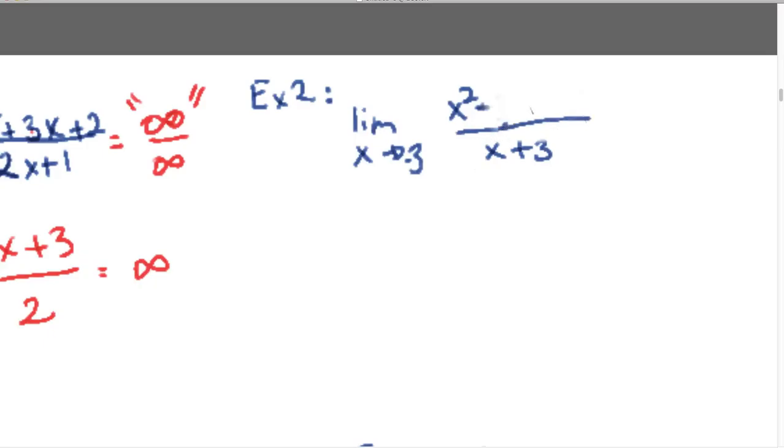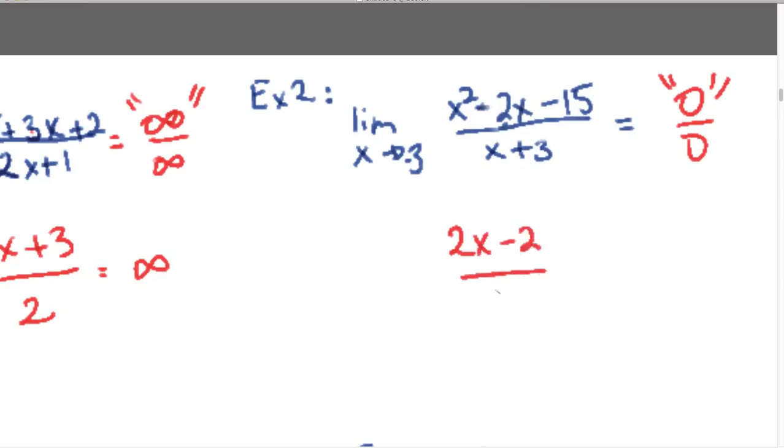Let's fix this. 2x minus 15. A lot better. That does indeed give me 0 over 0. So when I derive the top, I get 2x minus 2 over the derivative of the bottom, which is 1. And when I plug in, I get a -6 minus 2, which is a -8. So that would be your answer there.